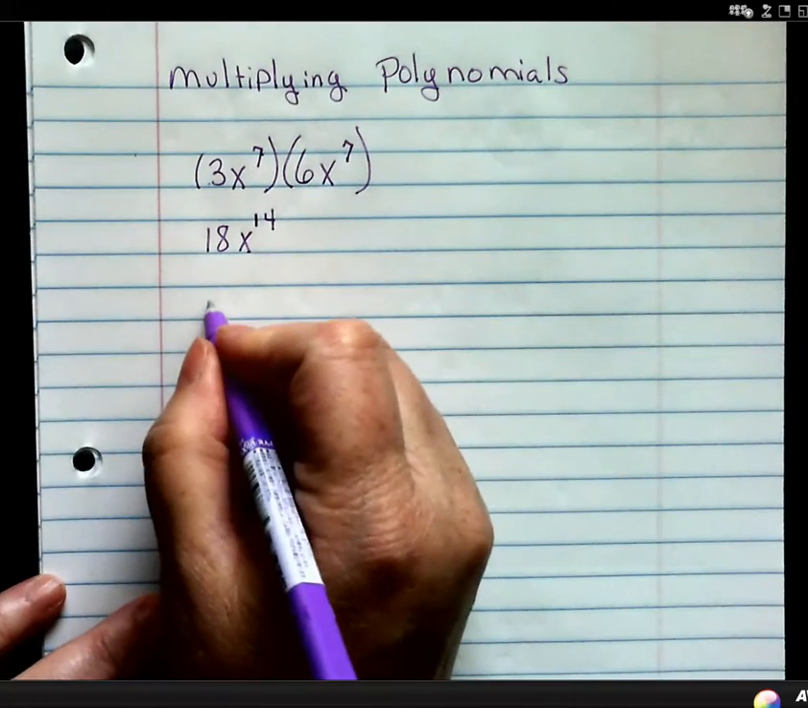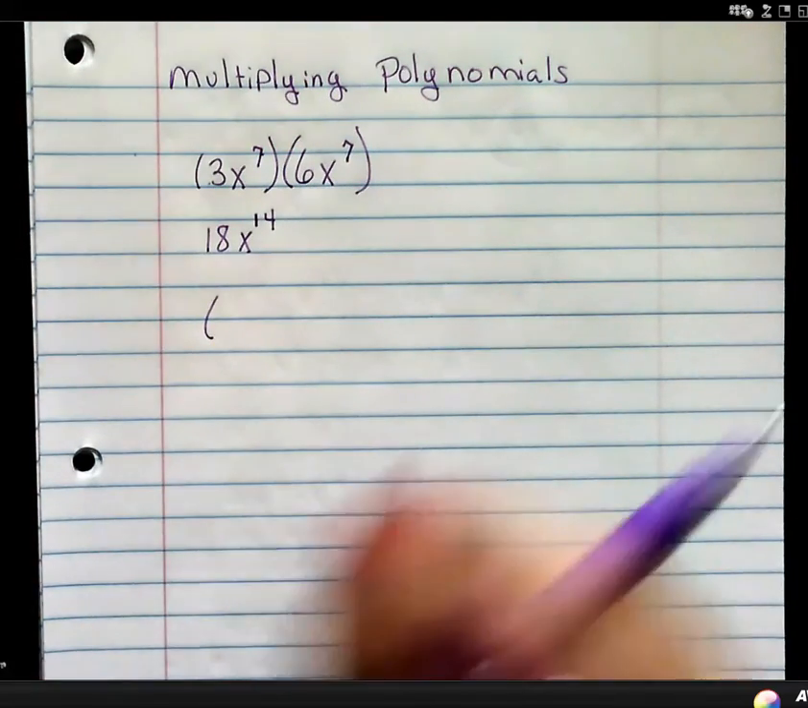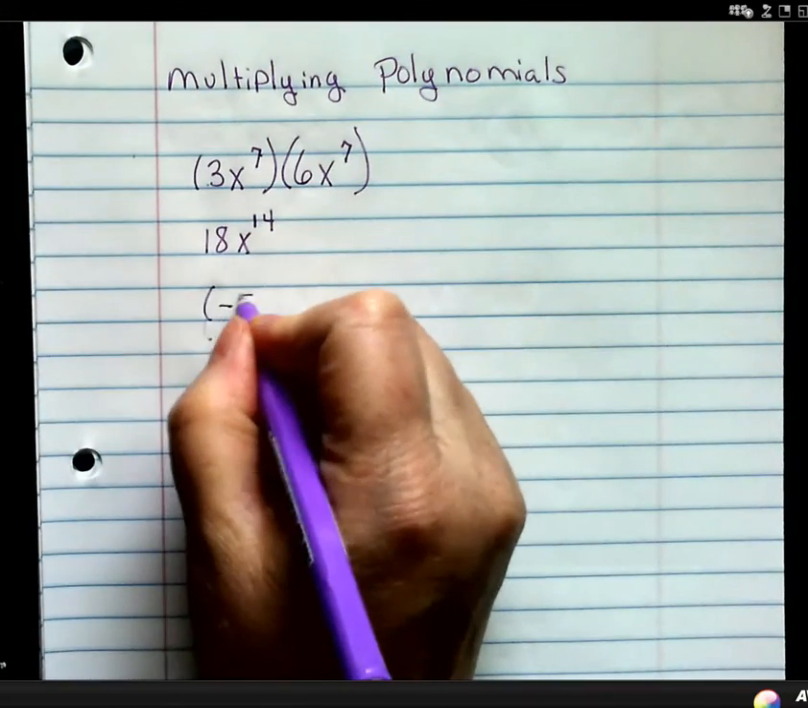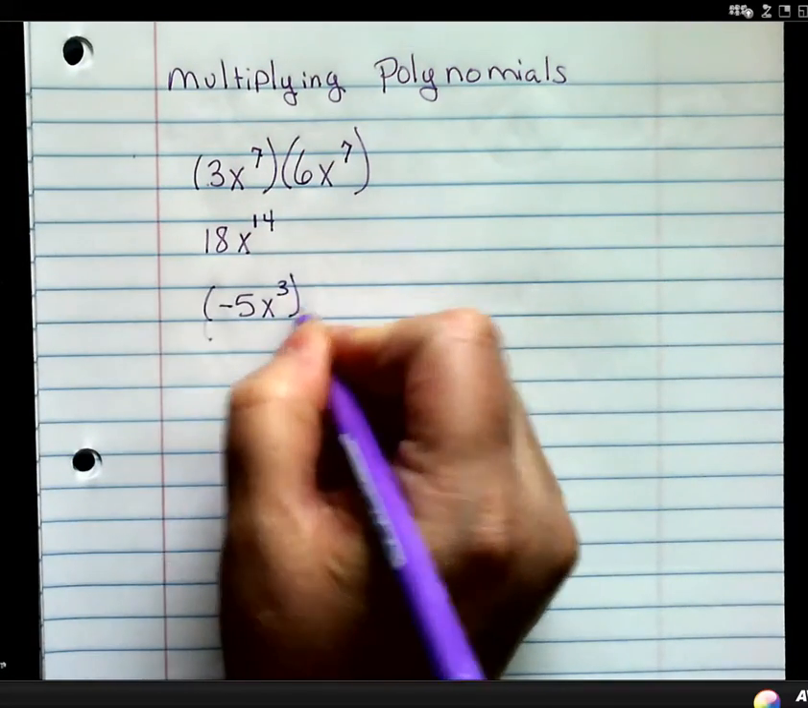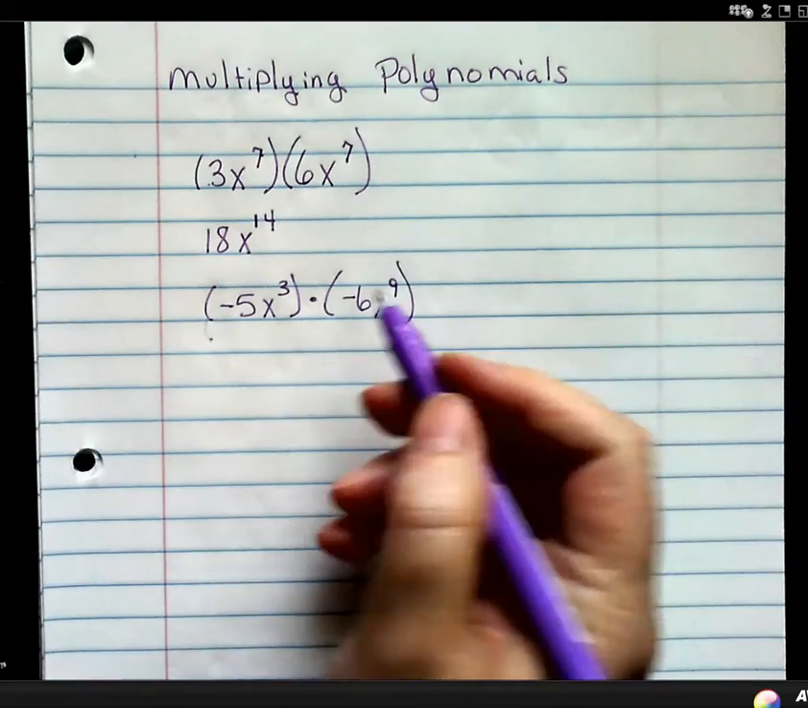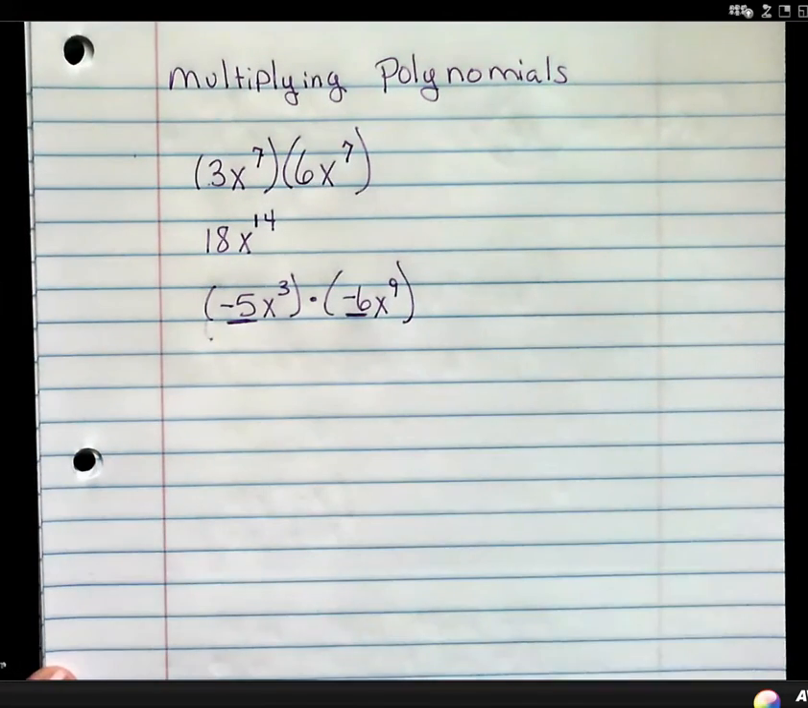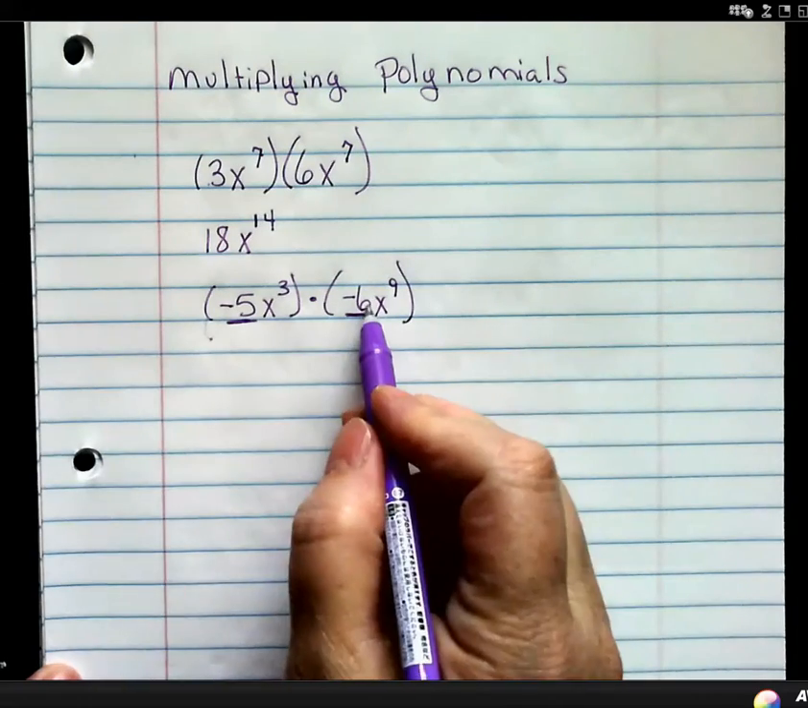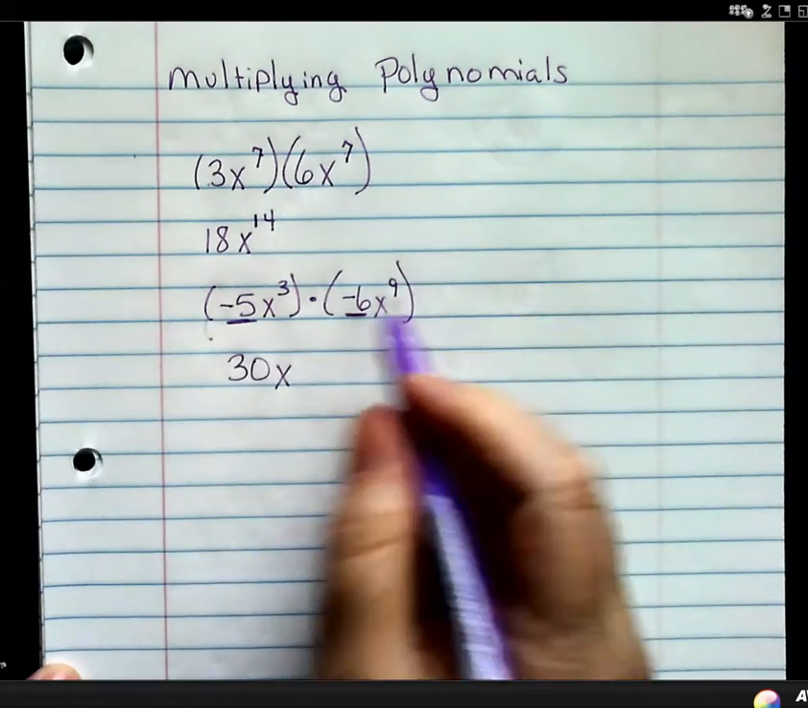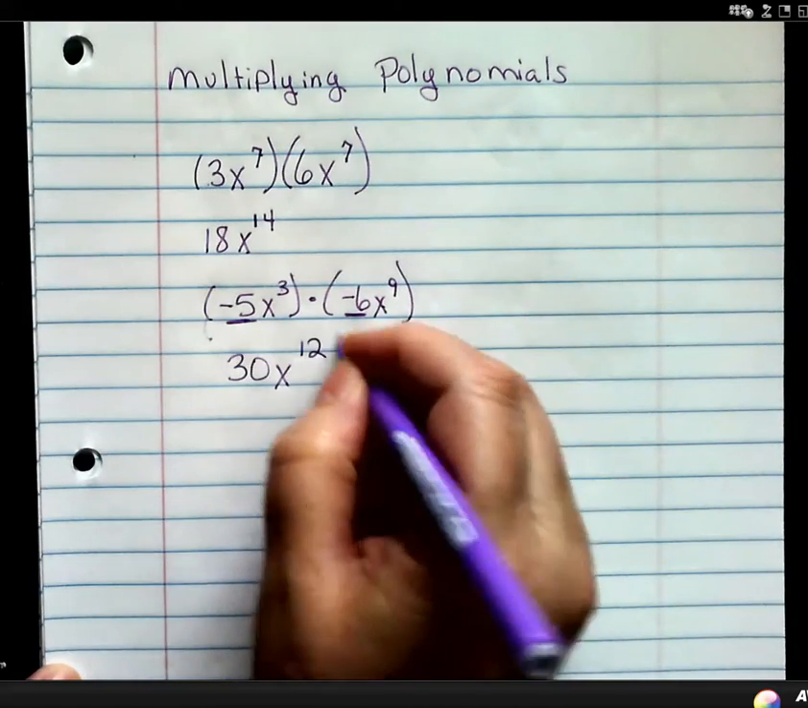So let's take a look at this next problem. I didn't mean to write it that high. Negative 5x to the 3rd power times negative 6x to the 9th power. We multiply our whole numbers first. Well, our integers. What's negative 5 times negative 6? It's a positive 30. And we add our exponents since our bases are the same. 9 plus 3 is 12. And that's your answer.